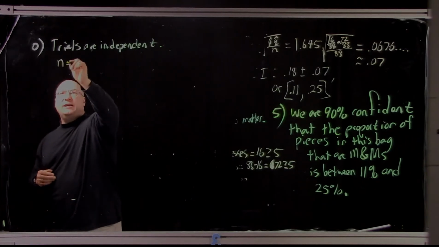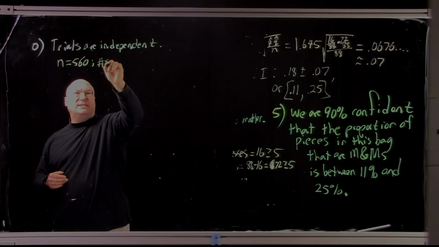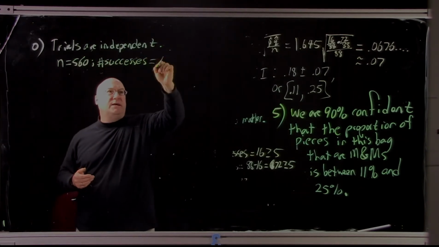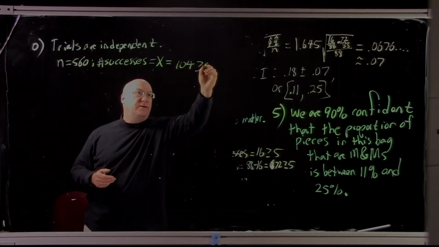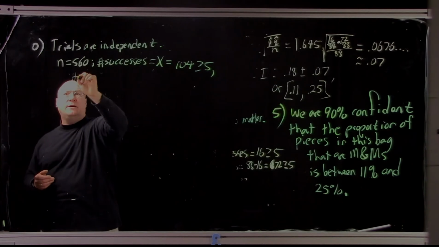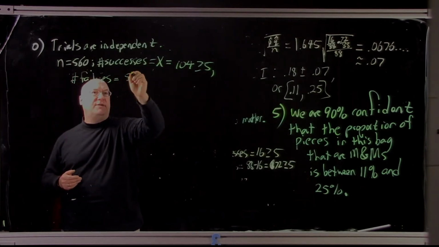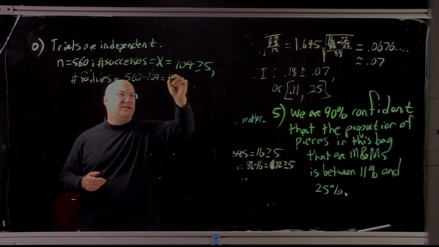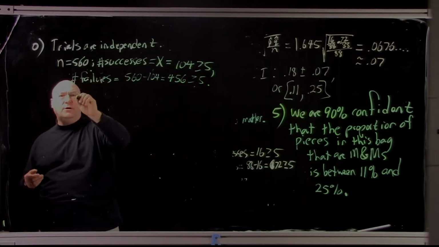So n is 560. The number of successes, which is x, is 104, and that's greater than or equal to 5. The number of failures equals 560 minus 104, so that's 456, I think, and that is greater than or equal to 5. So, go.